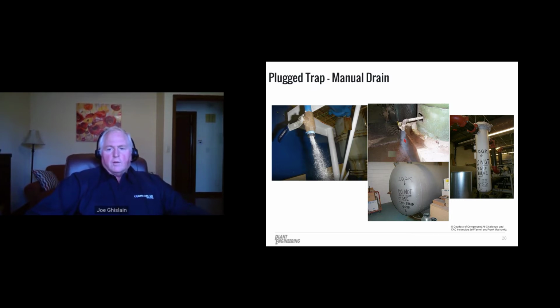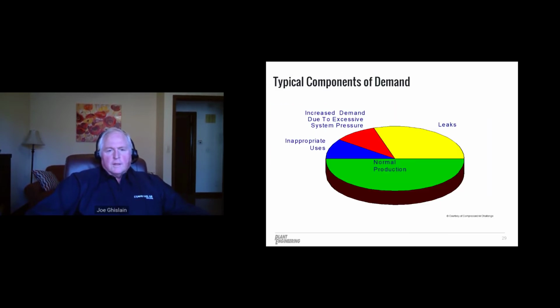So going through and looking at zero loss drain traps and putting in something efficient that really works, and keeping the maintenance up with your drain traps is really important. And again, demand, that's the other part. We just talked about some supply issues. Didn't go into a lot of details with refrigerated dryers and compressors and all that. You can find that if you take the fundamentals and advanced courses.